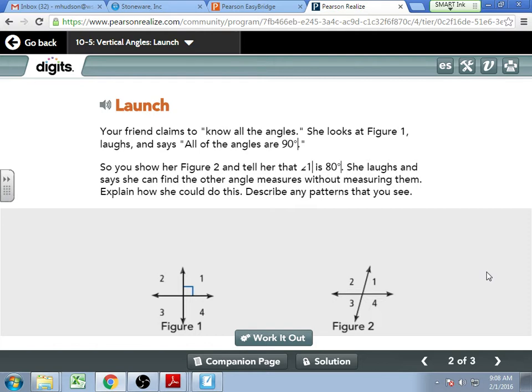Figure 1 has right angles. Figure 1 is composed of all right angles because I know that my lines are straight, and if one angle, angle 1, is right, then they all have to be. What kind of intersection is that? Those lines make what relationship? They are perpendicular because they make 90-degree angles.